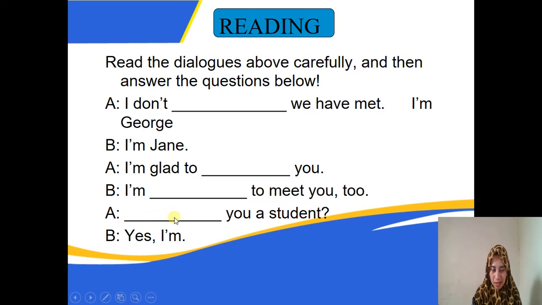This one uses rising intonation because it is a yes/no question. So how do we practice this with good intonation? Are you a student? Are you a student? Yes, I am. Okay, I will repeat once more.